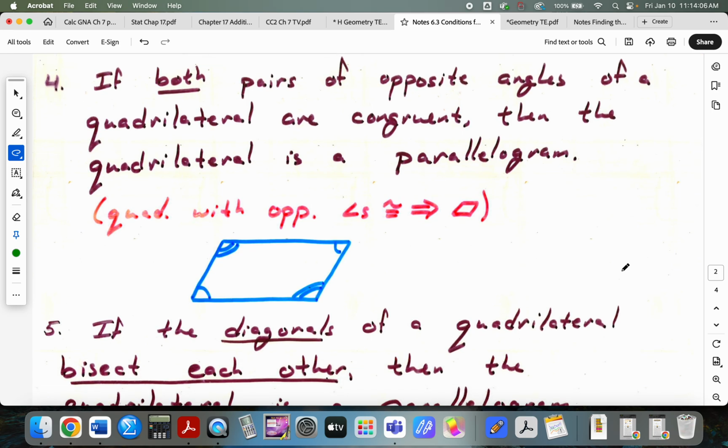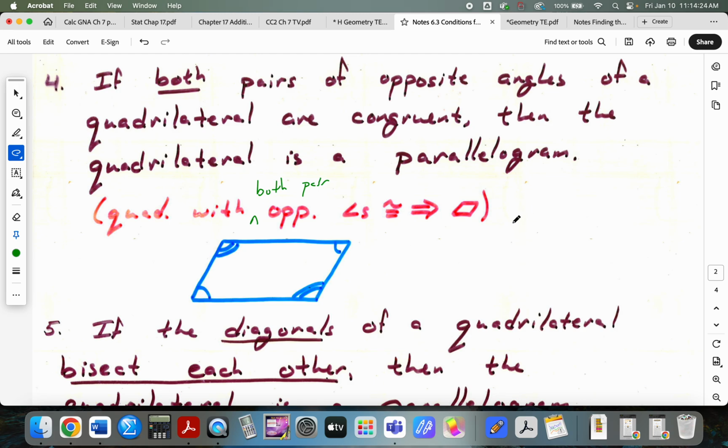Page 2. Again, if both pair of opposite angles are congruent, it has to be a parallelogram. Again, this is both pair of opposite angles are congruent. It's got to be a parallelogram.